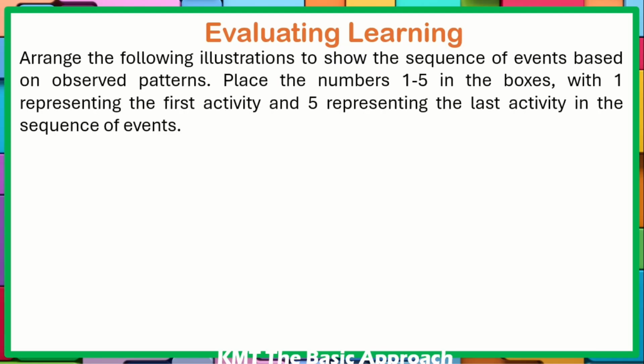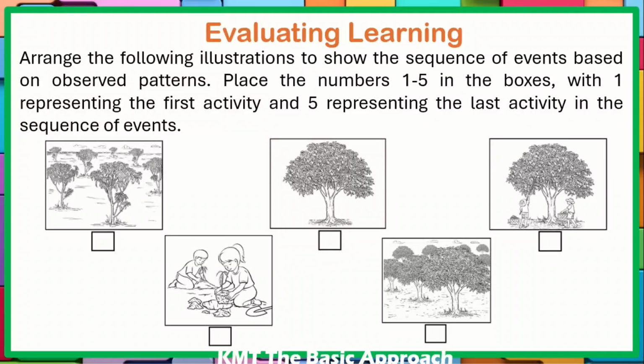Evaluating learning. Arrange the following illustrations to show the sequence of events based on observed patterns. Place the numbers 1 to 5 in the boxes, with 1 representing the first activity and 5 representing the last activity in the sequence of events. Let's answer. Number 1, number 2, number 3, number 4, and number 5. Good job, kids!